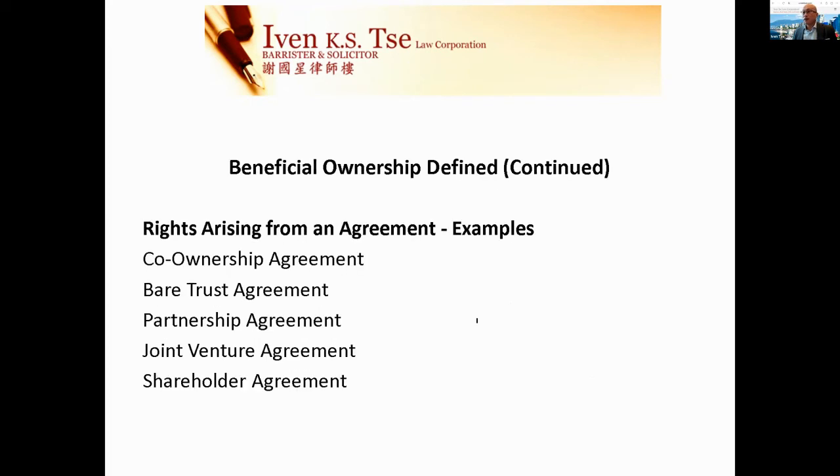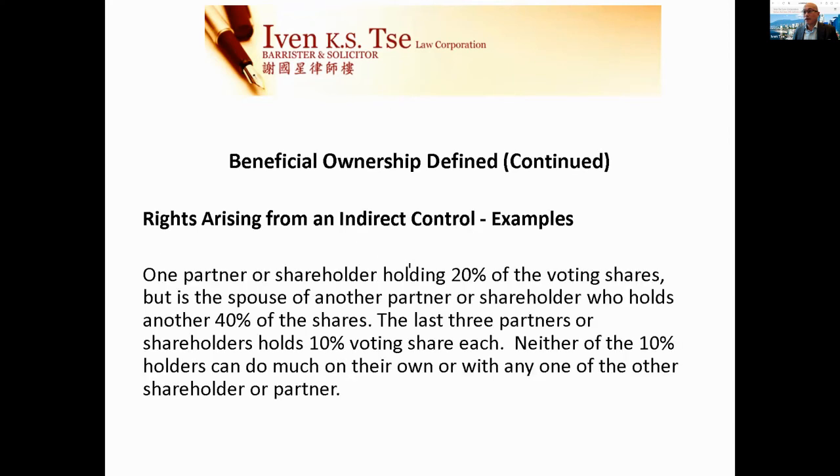So there's a couple of other ways in which those beneficial rights may accrue: co-ownership agreements, bare trust agreements, partnership agreements, joint venture agreements, shareholder agreements. And for someone to know how to report who is an interest holder in a company, who is a beneficial owner of a property, you have to ask and look at all these things to find out.